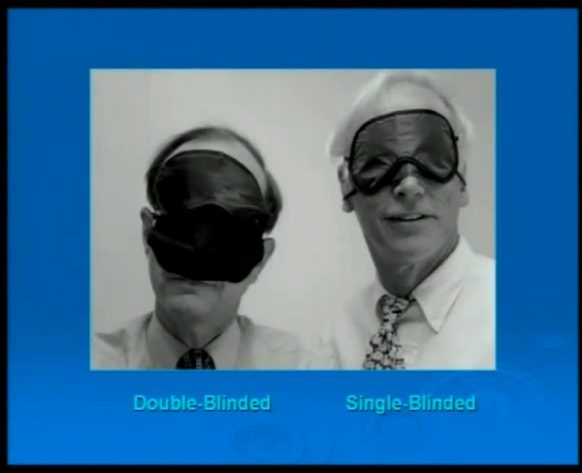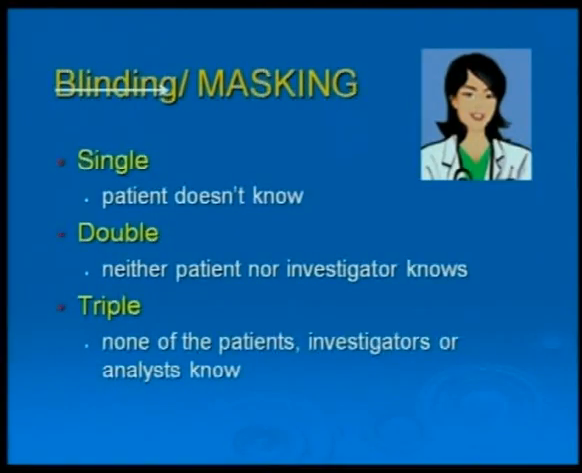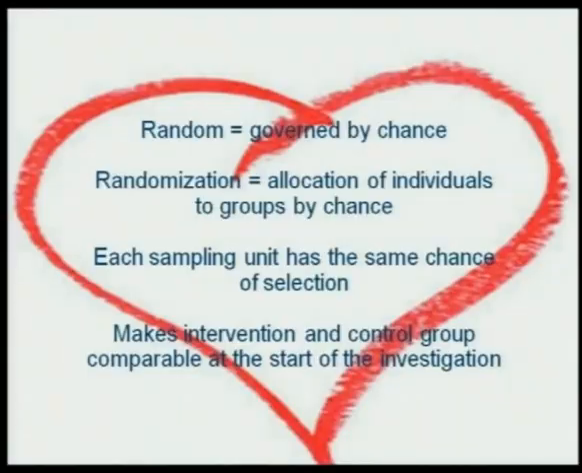So I have already discussed this observer bias. To minimize that, we can do either a double-blinded or single-blinded study. Single-blinded means the patient doesn't know what treatment he or she is receiving. Double means neither the patient nor the investigator knows. And triple means neither the patient, investigator, nor the analysts know about the intervention.